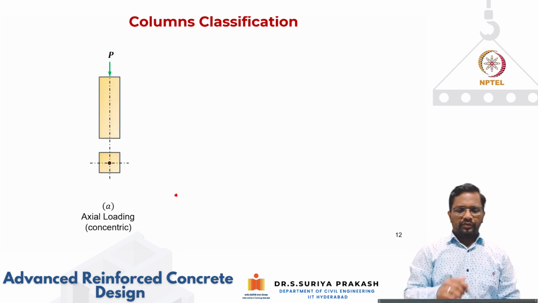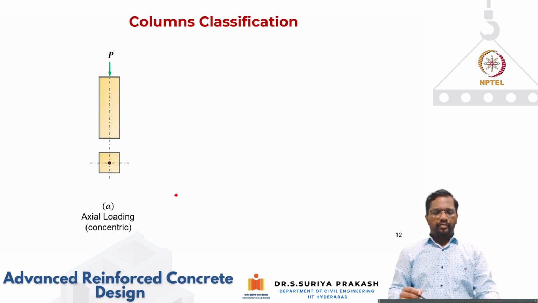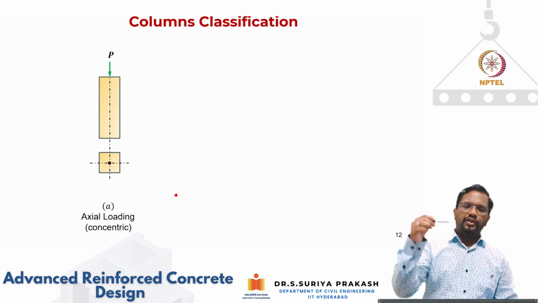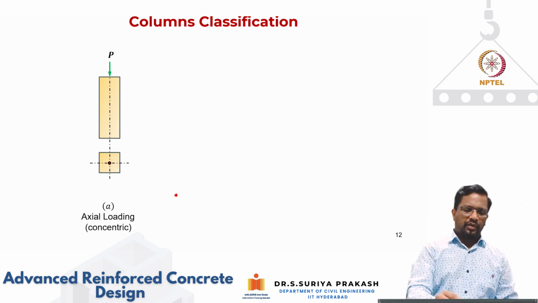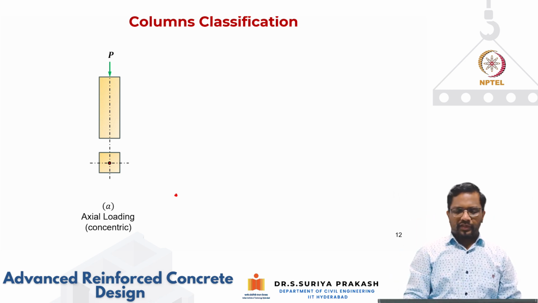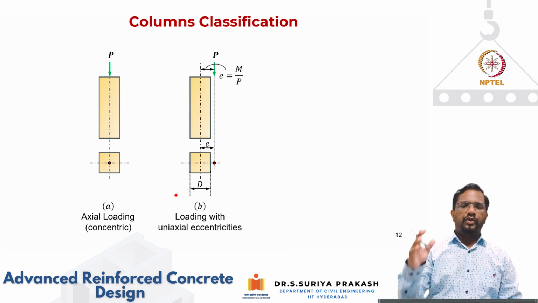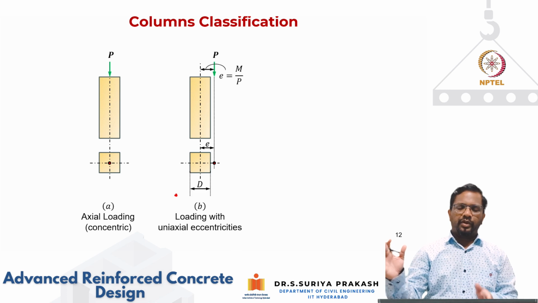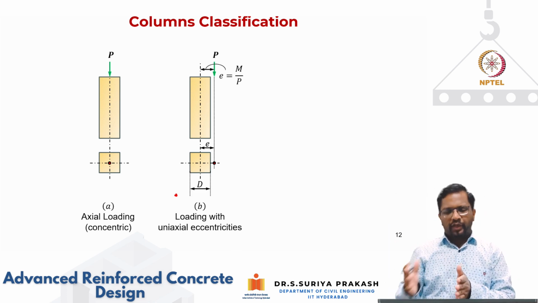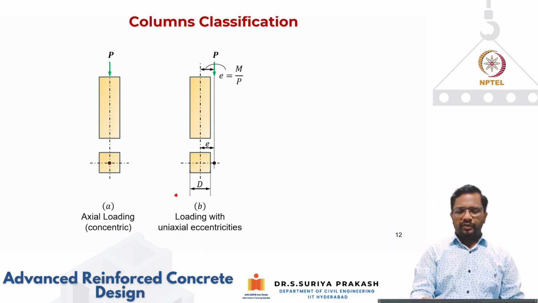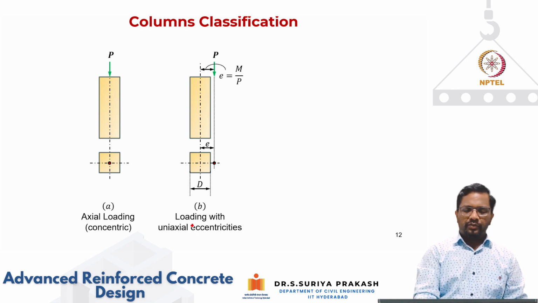Right. So this is again in schematic form. If the load is transferred exactly in the middle without any eccentricity, then we call them concentric columns. If the load is transferred predominantly with eccentricity with respect to only one axis, then we call them columns that are subjected to bending and axial compression.